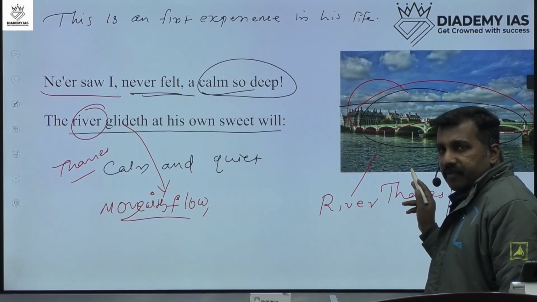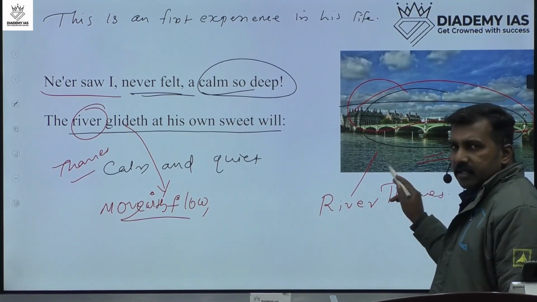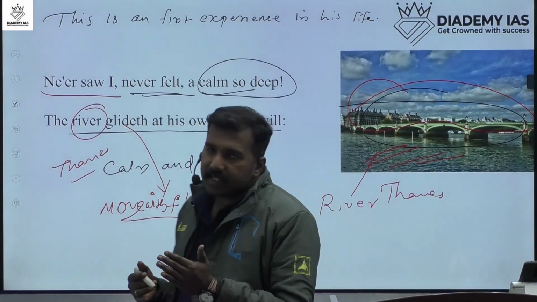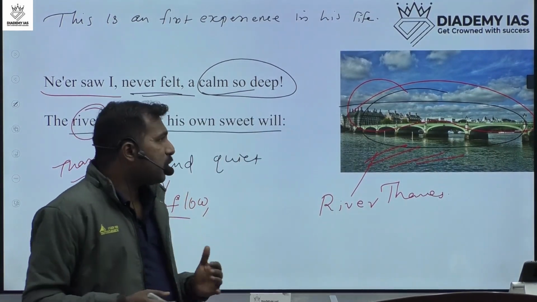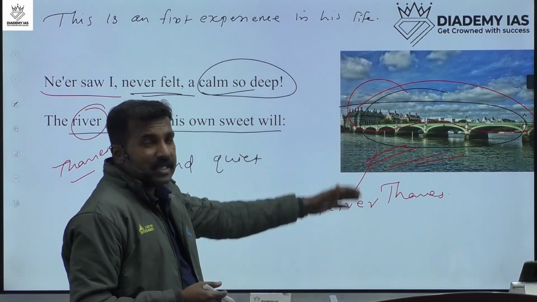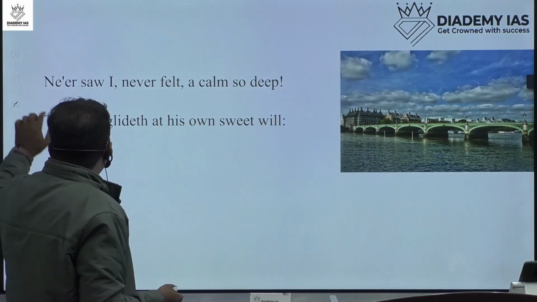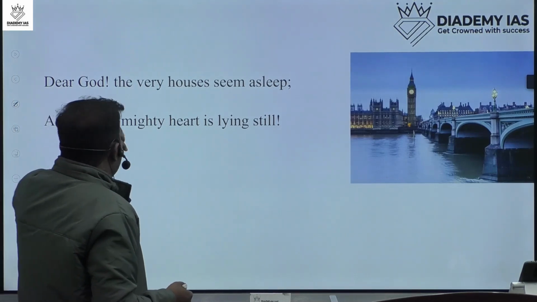Okay. This river is flowing very calm. This means flowing very slowly, and it also helps to improve the beauty of this city. So that is the meaning of this line.